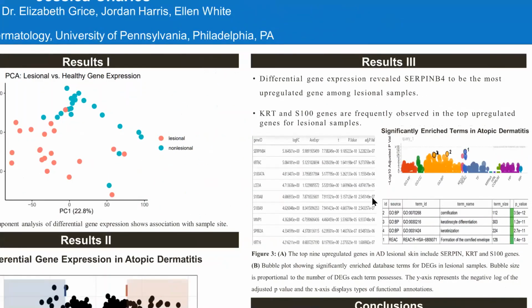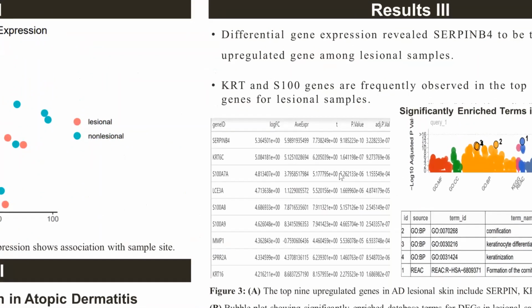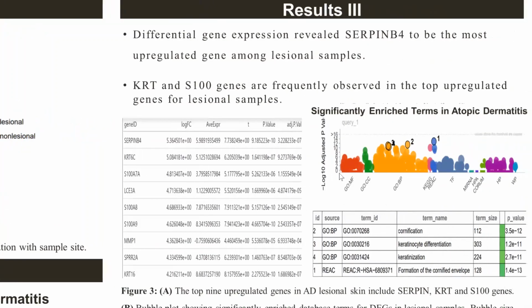Figure 3A reveals the top 9 upregulated genes in lesional skin. SERPIN B4 is the most highly upregulated gene, and there are multiple appearances of S100 and KRT genes. Literature has shown all 3 of these gene families to be important in promoting normal skin barrier function through functions including keratinocyte differentiation. Finally, gene ontology enrichment analysis was conducted to analyze the significance of the presence of certain pathways.